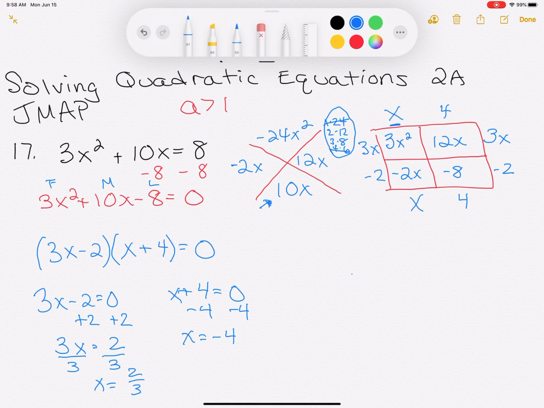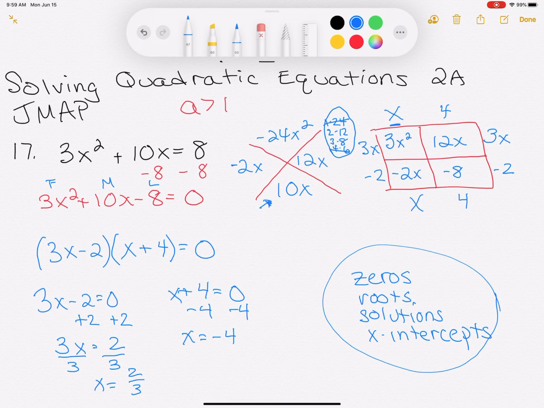So remember, these are called your zeros. They're also called your roots. They are called your solutions, or they are called your x-intercepts. They all mean the same thing. They are the two values that when you plug them into this quadratic equation, you will get a 0, or your x-intercepts.